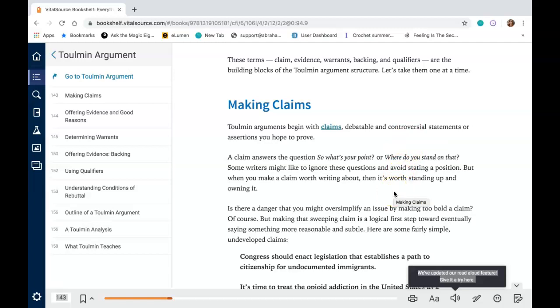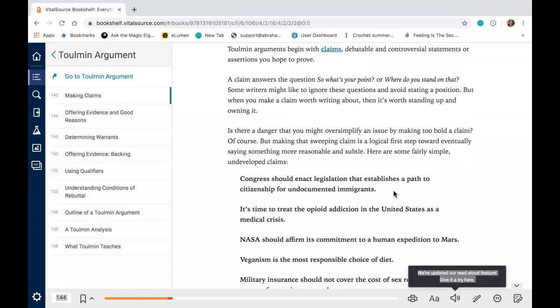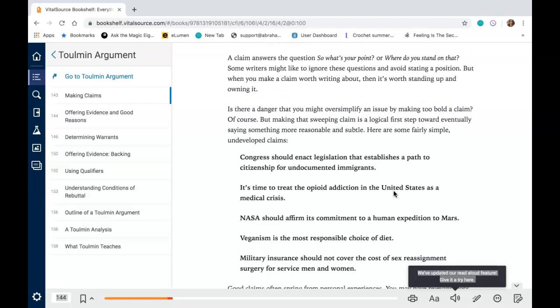Some writers might like to ignore these questions and avoid stating a position, but when you make a claim worth writing about, then it's worth standing up and owning it. So there's a danger that you might oversimplify an issue by making it too bold of a claim. Of course, making the sweeping claim is a logical first step towards eventually saying something more reasonable and subtle.